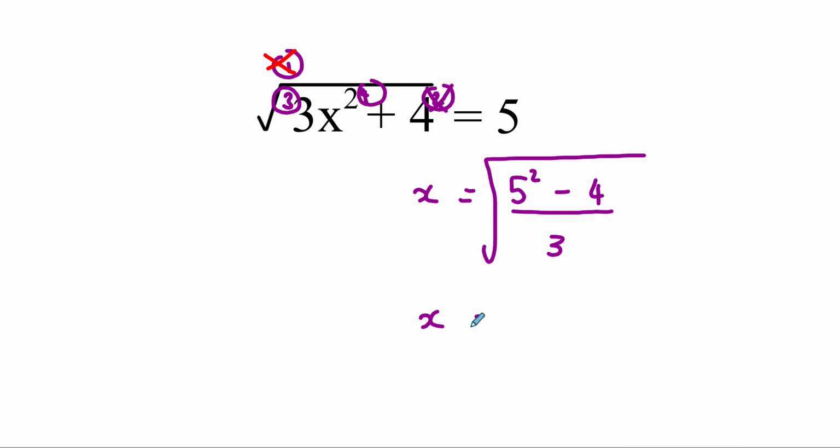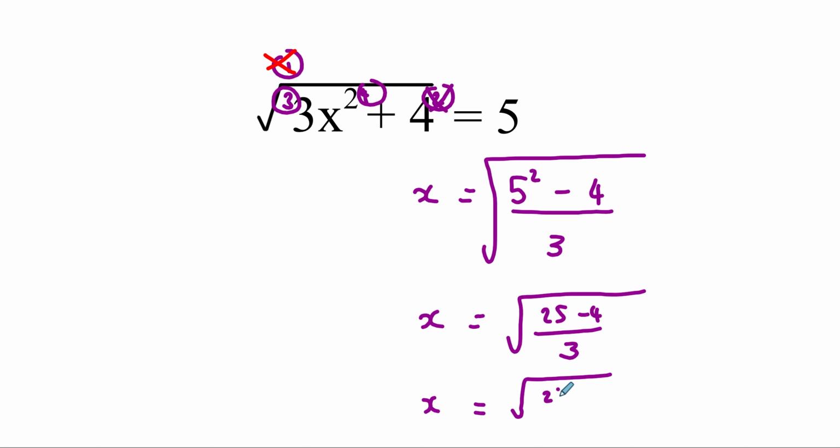So let's have a look at what we've got here. We've got 5 squared, which is 25. 25 remove 4 over 3. So the square root of, 25 take away 4 is 21. 21 over 3 is 7. So our answer is root 7, which is a third answer. Okay, brilliant.